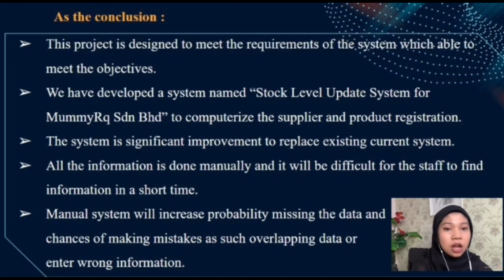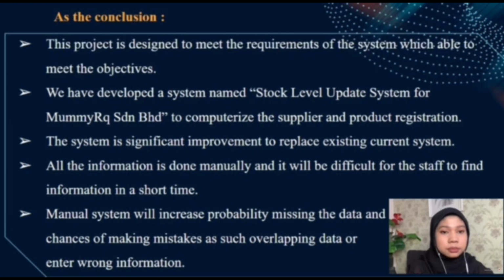In addition, all the information is done manually, in which the administration uses paper, inventory books, and also a lot of journal books. It will be difficult for the staff to find information in a short time. Besides, the manual system will increase the probability of mixing the data and the chances of making mistakes, such as overlapping data or entering wrong information.